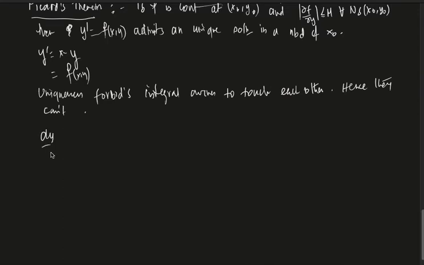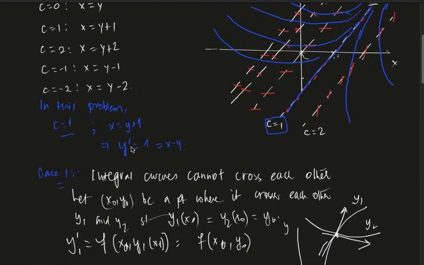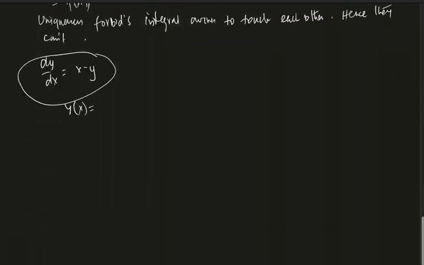See, dy by dx equals x minus y, that was our problem, right? And y of x equals, as you have seen, y equals x minus 1 is a solution. What did we find? We found that x equals y plus 1, c equals 1, that is one solution, right? Now you can take a general solution. Please check this.